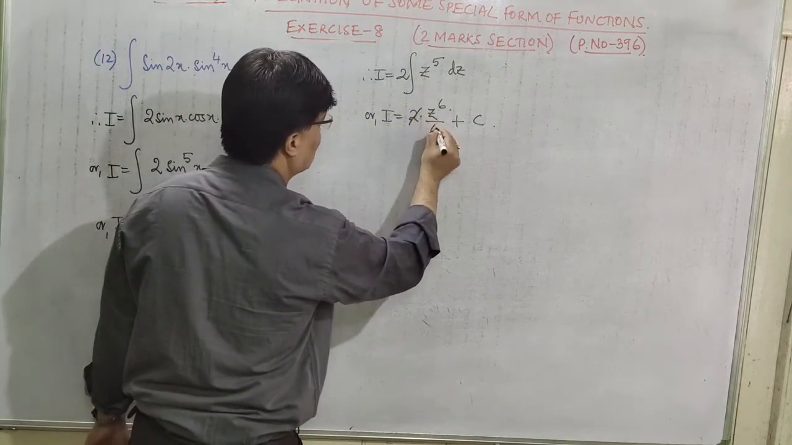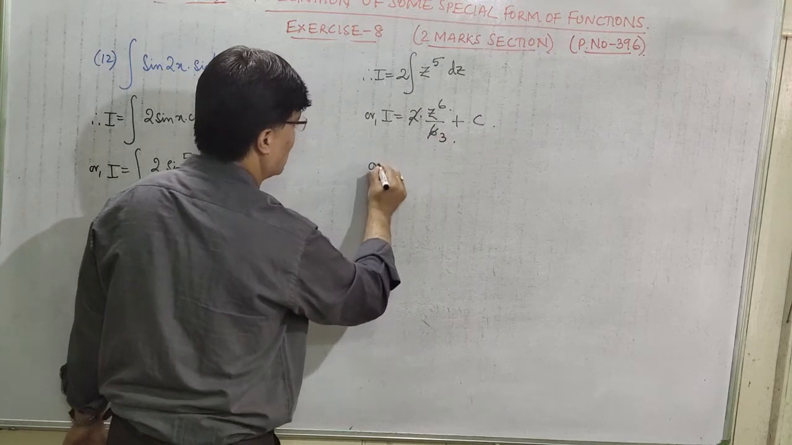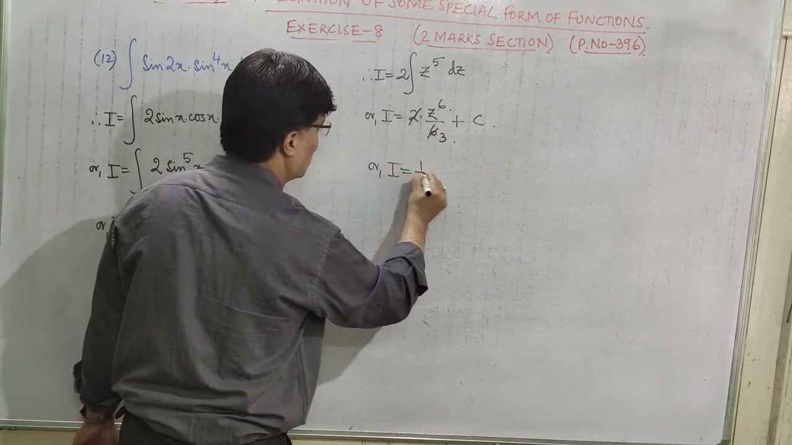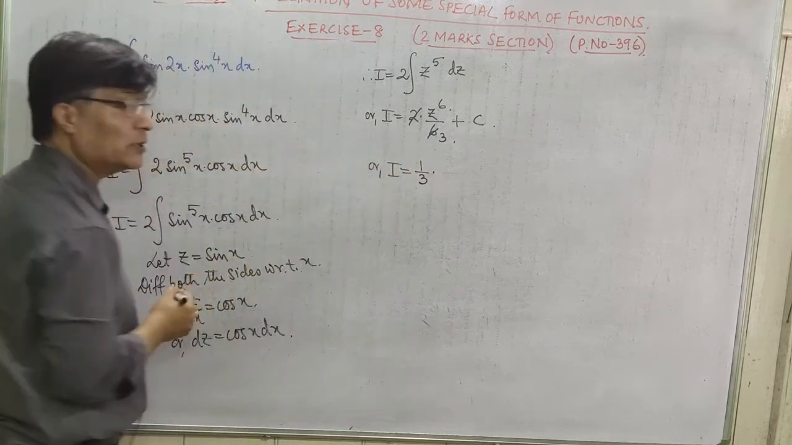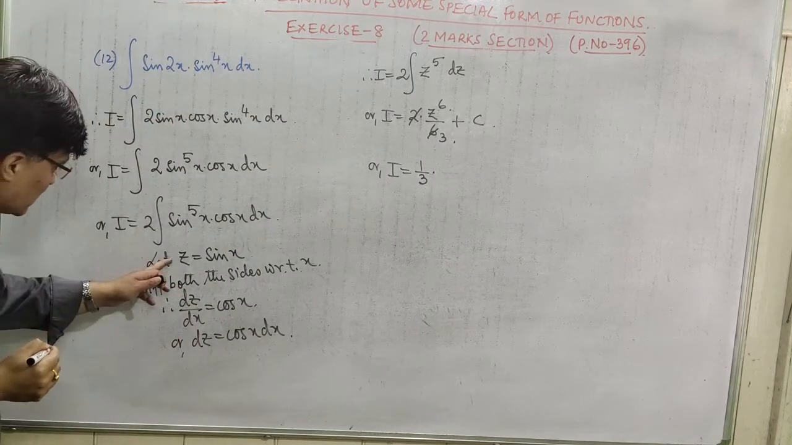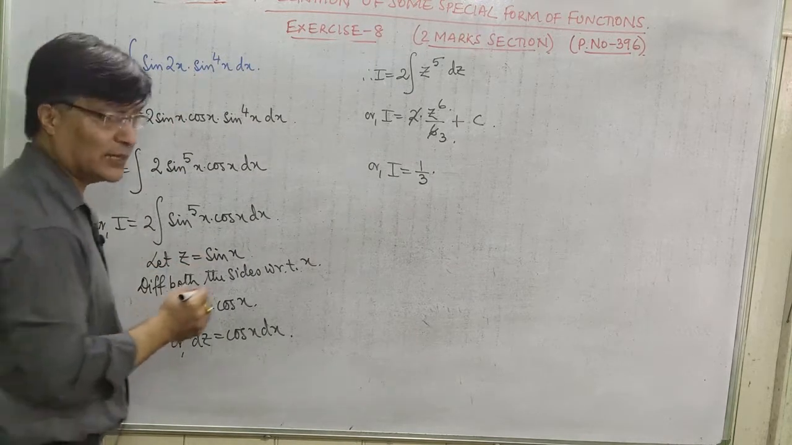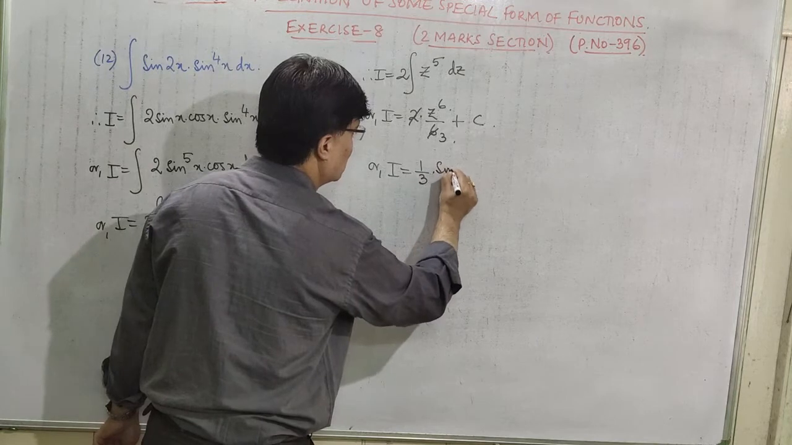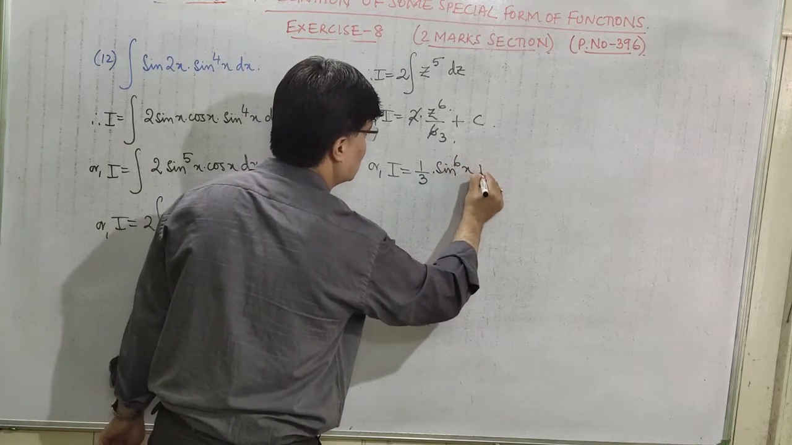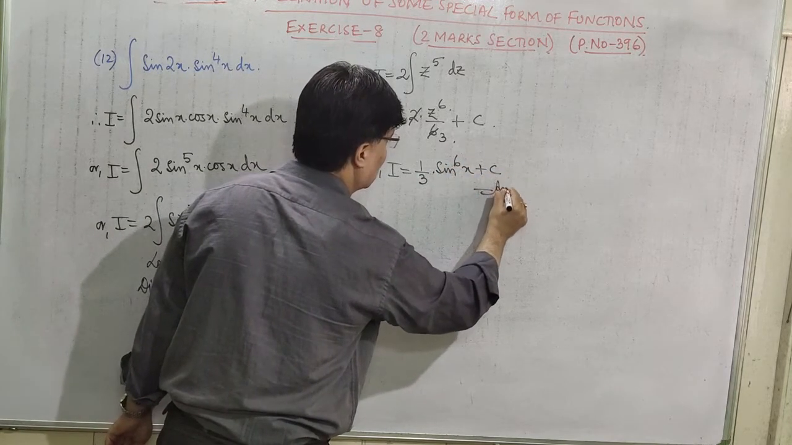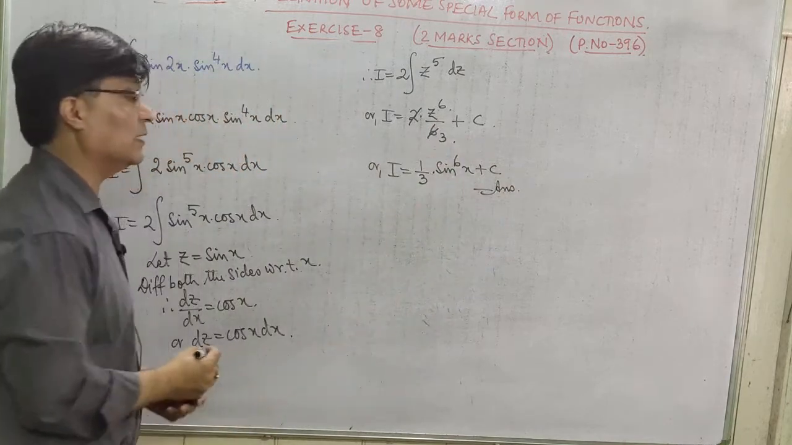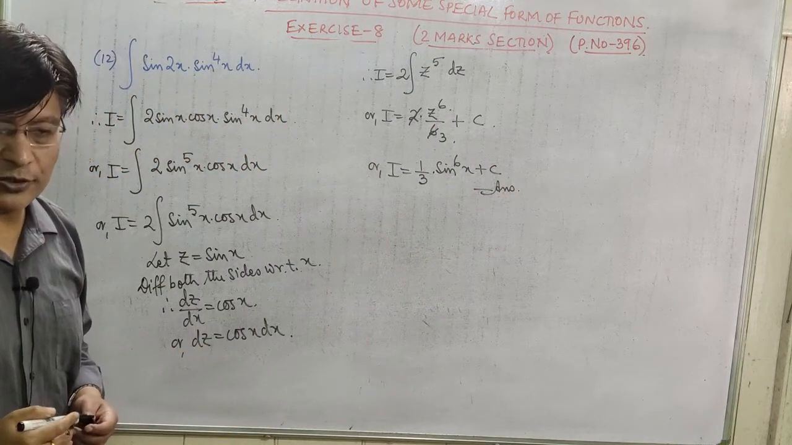So here you can cancel: 2 1s are 2, 2 3s are 6, or I is equal to 1 upon 3 into, let us put the value for z. What is the value for z here? z is equal to sin x. So this will be sin to the power 6x plus c. So this is the final answer. I think you have understood it.